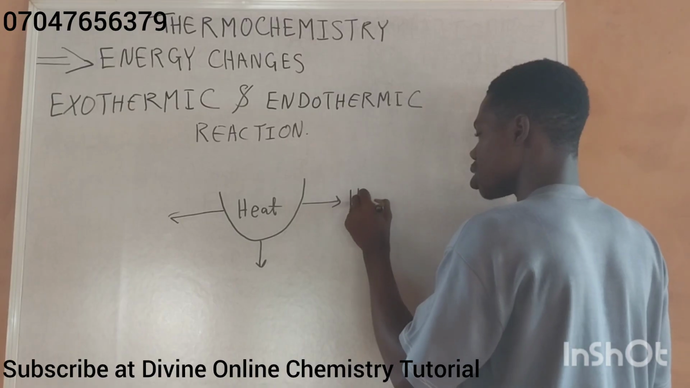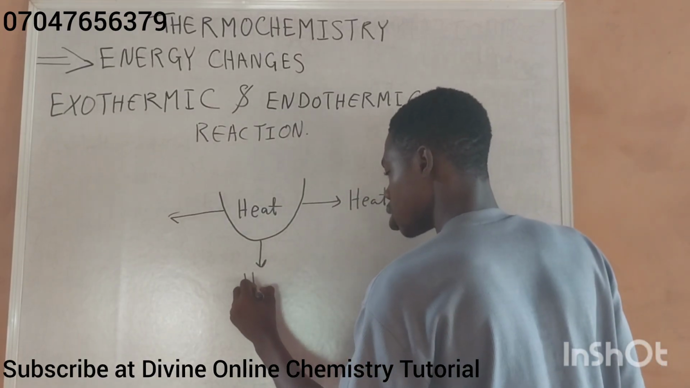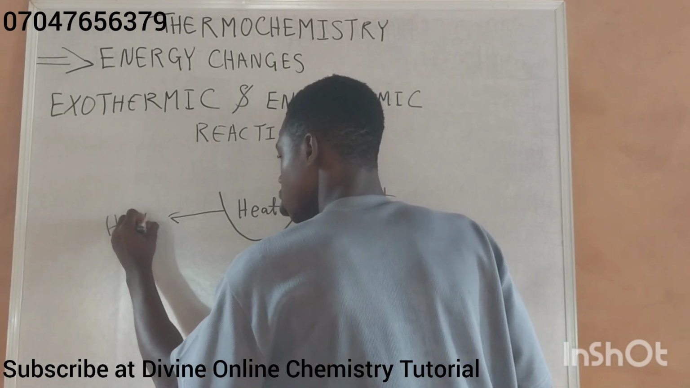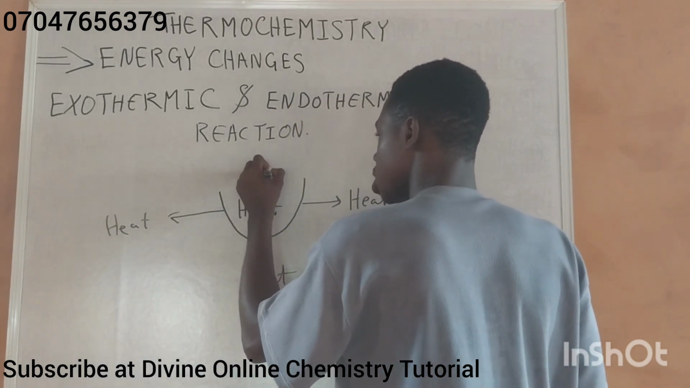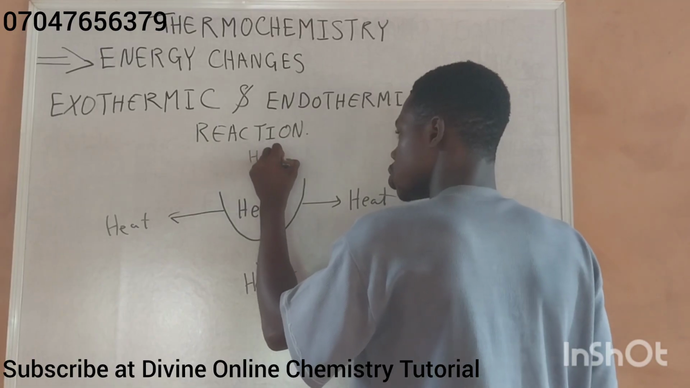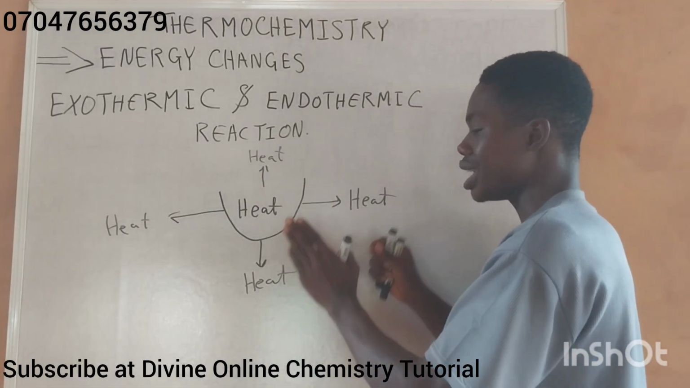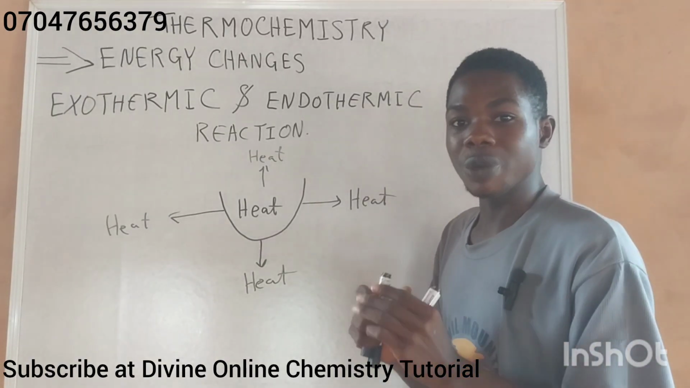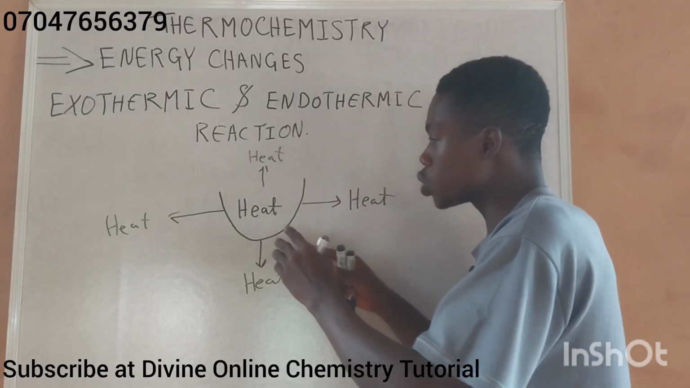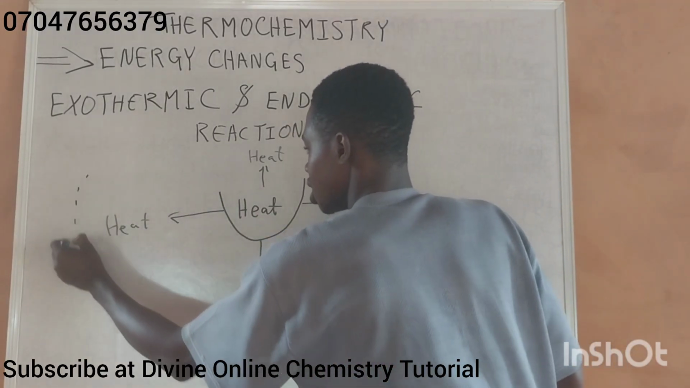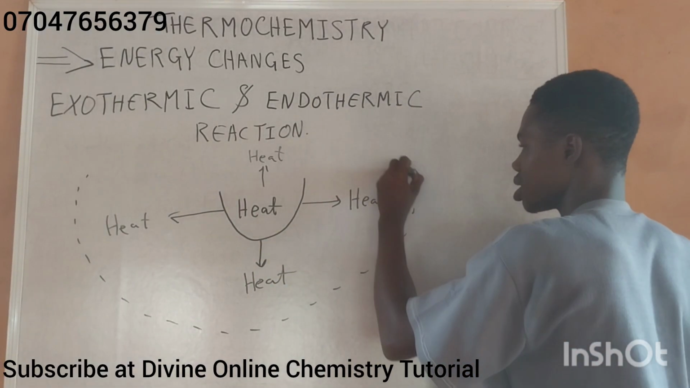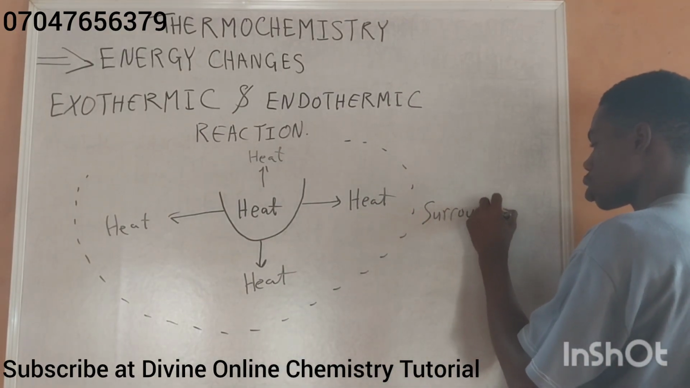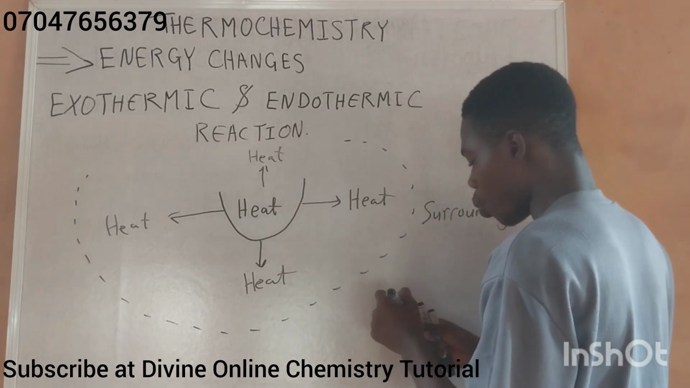So we have heat here. Heat. So also have heat. And then also have heat here. So this diagram simply explains exothermic reaction. Now earlier on, I said that exothermic reaction is a type of reaction whereby heat is given out to the surrounding. Now this is the surrounding. You see this part is the surrounding. This part is the surrounding. This part, they are the surrounding.